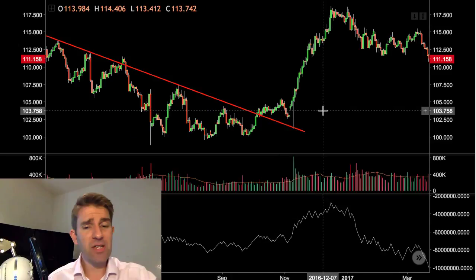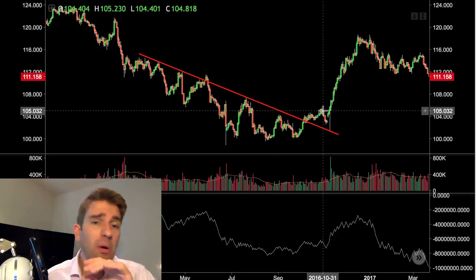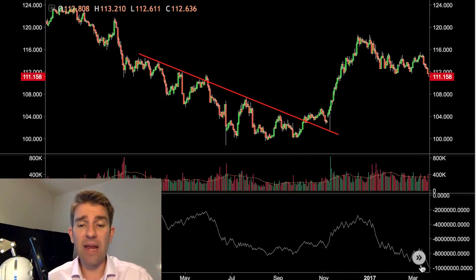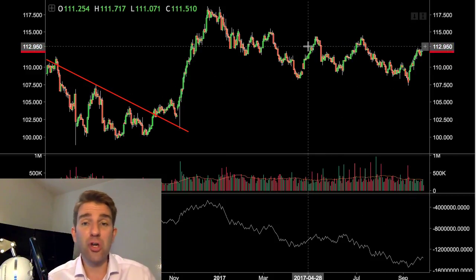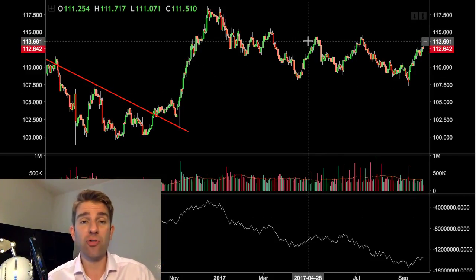So that's OBV, guys. Interesting little tool to use with your trading. Let me know your thoughts and comments below if you use it. If you don't use it, how you think you could perhaps implement it into your trading or not.